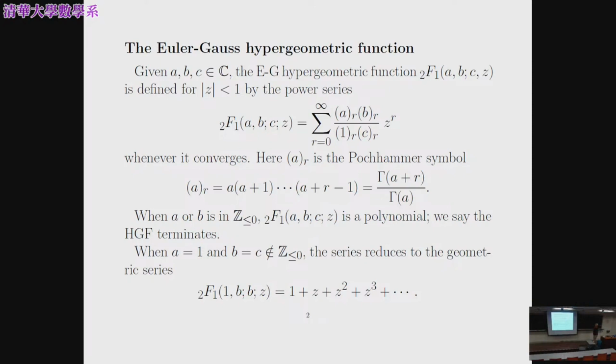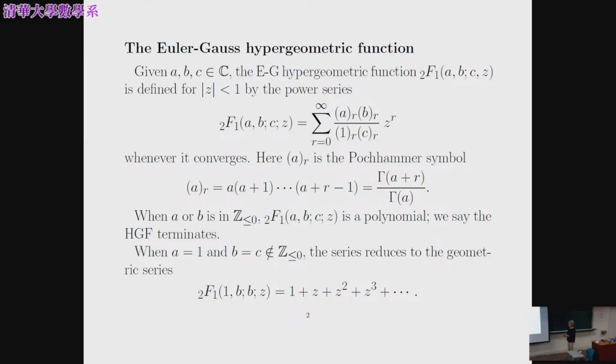Okay, so it was introduced by Euler, but Gauss was the first person who studied this topic systematically. At the time, the hypergeometric functions he studied had three parameters, a, b, and c, which are complex numbers, and the function itself is defined as a power series. Okay. So the coefficient is that you see this a bracket r, this is a Pochhammer symbol.